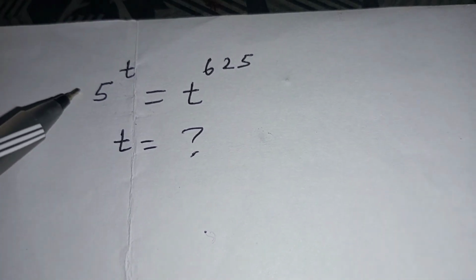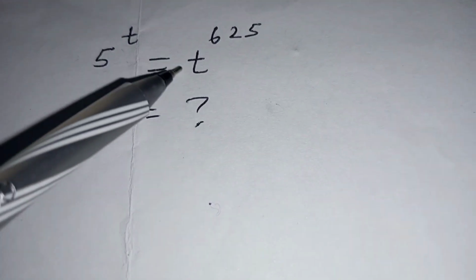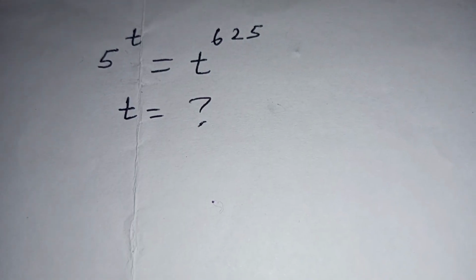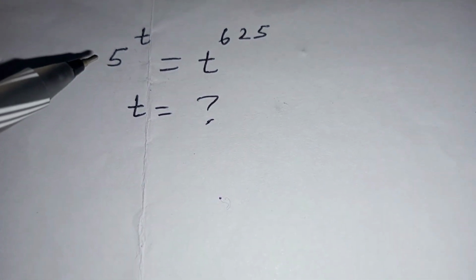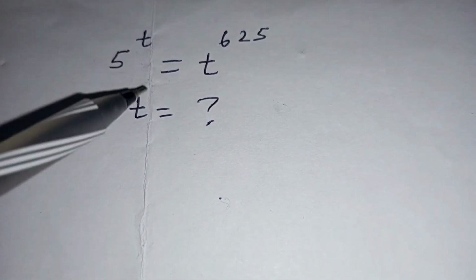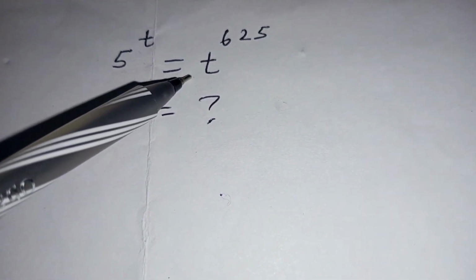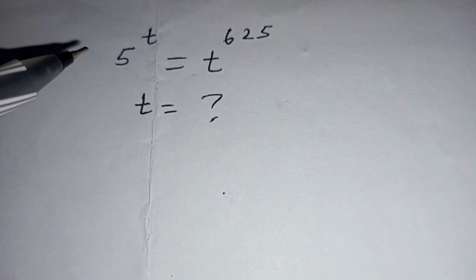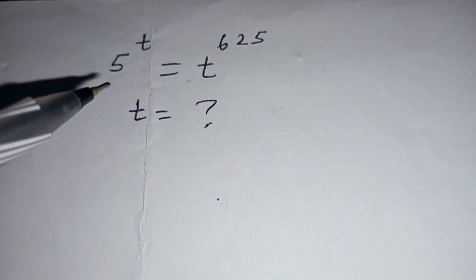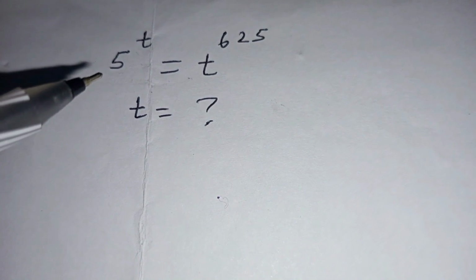Hello, welcome to this video whereby you are given 5 power t is equal to t power 625 and you are needed to obtain the value of t. When you look to the left, you have 5 power t, and to the right, you have t power 625. So what we are going to do, we are going to collect the like terms together.